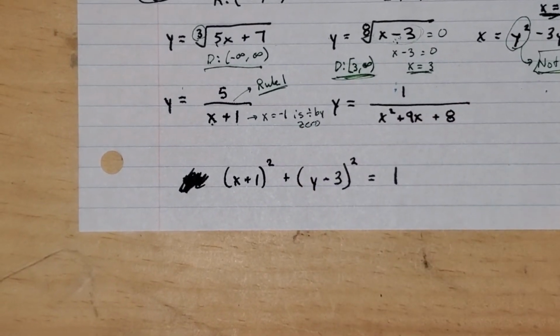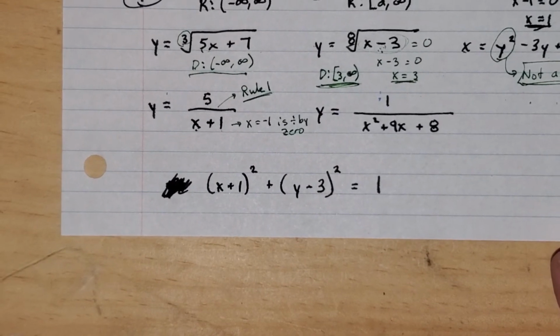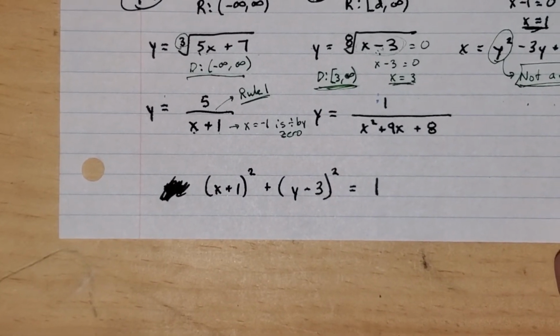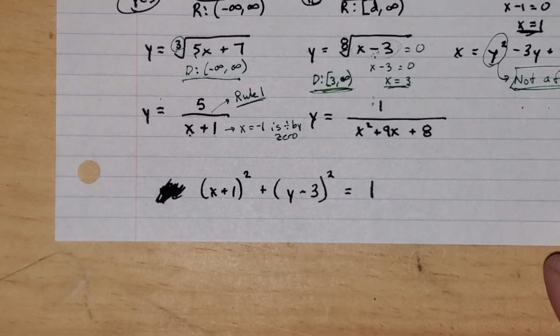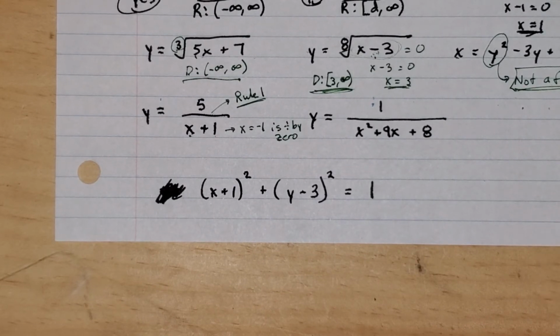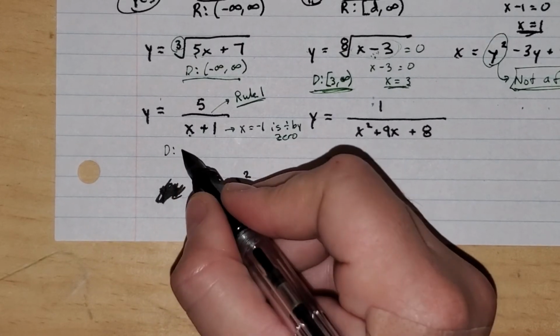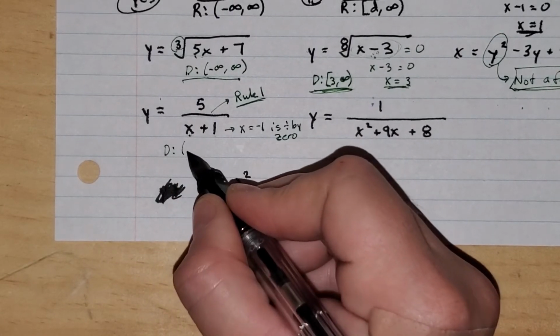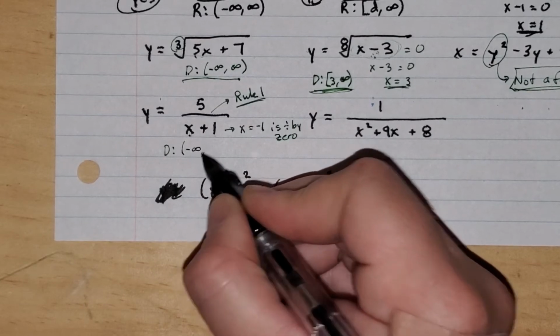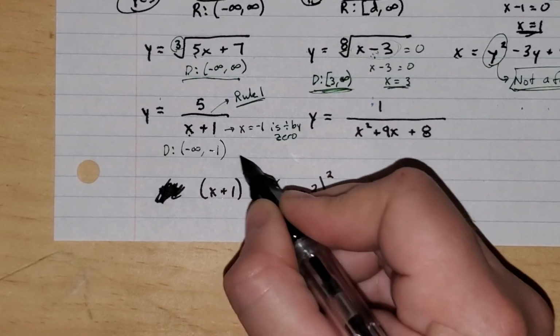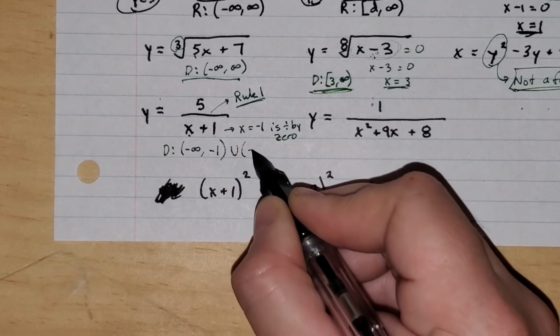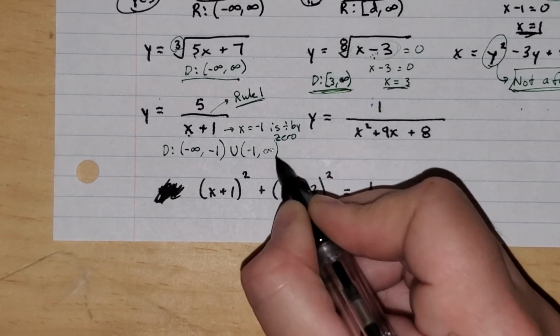Okay? If I plug in x equals negative 1, I'm dividing by 0. So what do I know? X cannot be negative 1. Doesn't break any other rules. So guess what? The domain is going to be negative infinity to negative 1 union negative 1 to infinity.